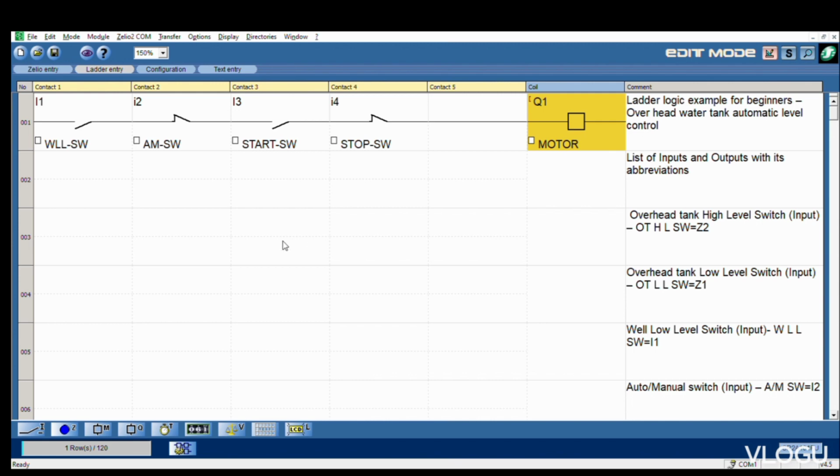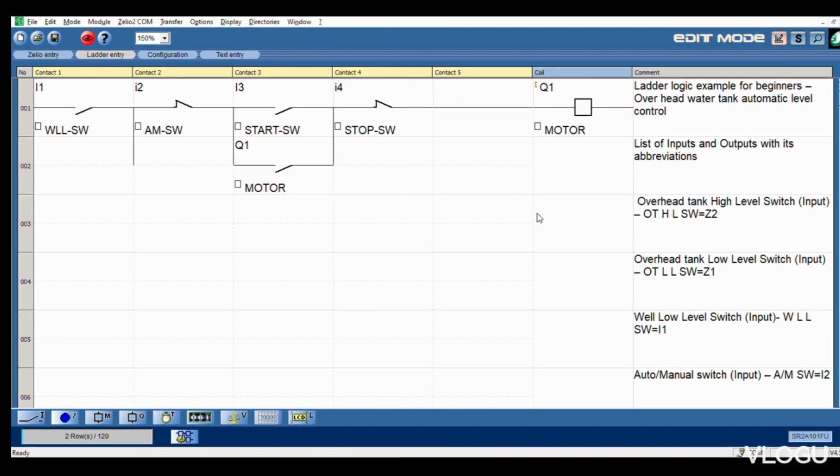After that, we draw here, then motor. After the motor runs, this is to hold the motor contactor. We go from here: OTHL Z2, this one Z1, this one auto manual, same. This one also goes to join the motor.